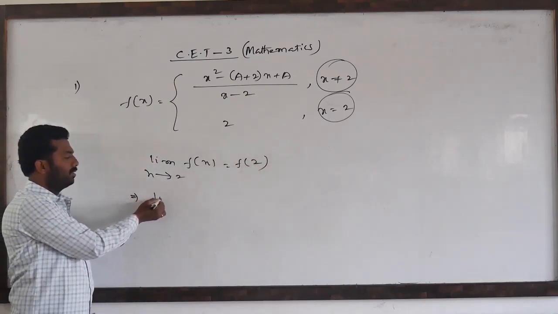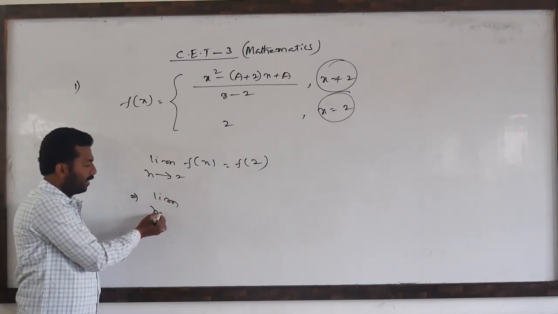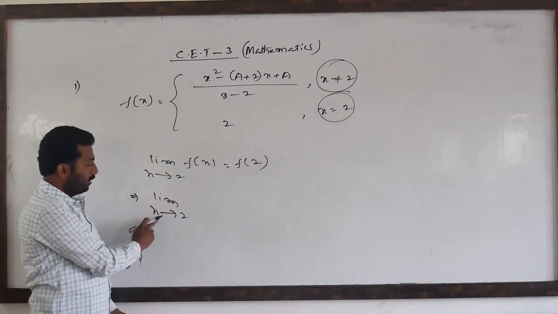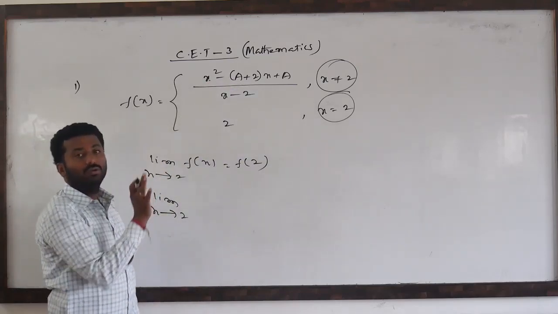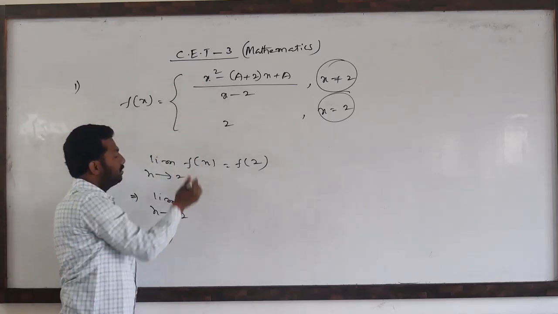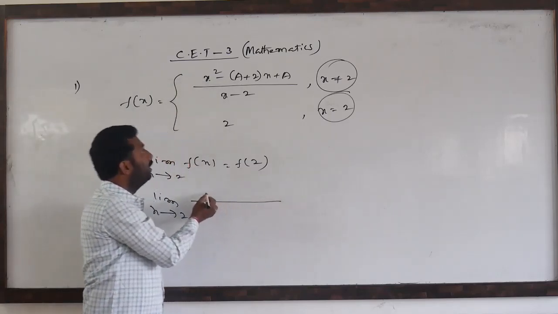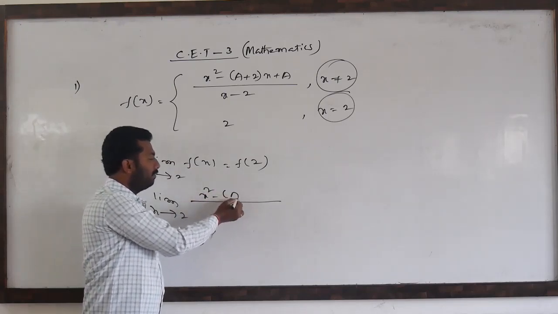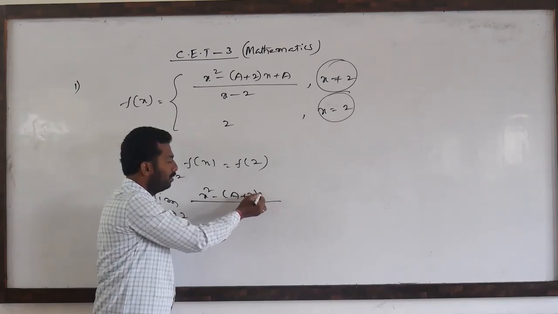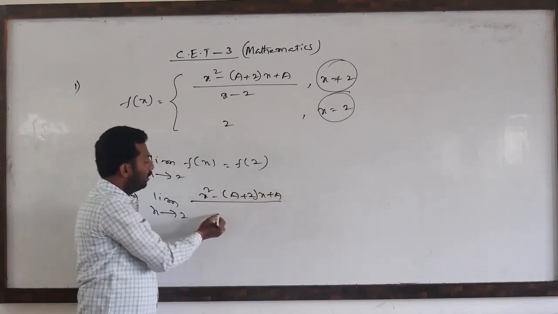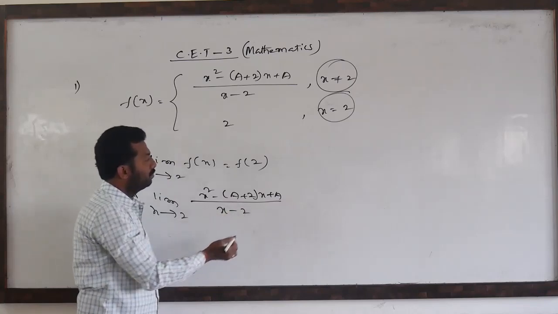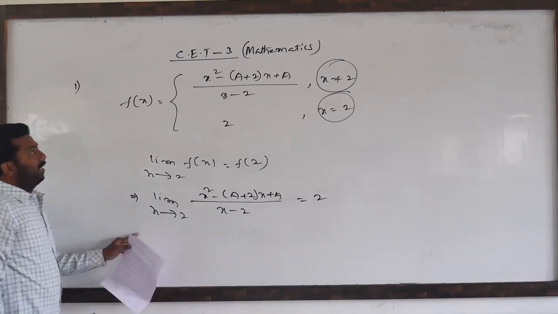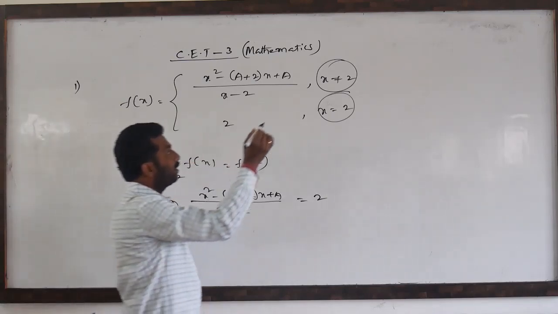So again, limit x tends to 2 means f of x tends to 2, not exactly equal to 2. So f of x means this one. What do we have to write? F of x is (x square minus (a plus 2) x plus a) divided by (x minus 2). So f of 2 value is 2. Then they are asking the value of a. So how to calculate a?